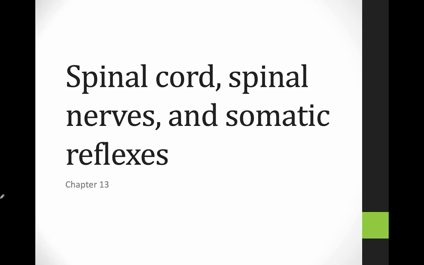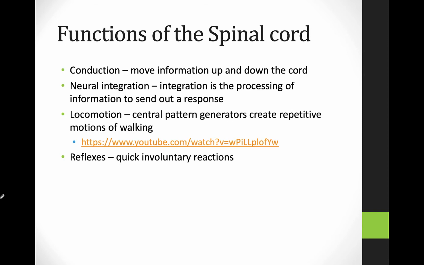So this first look at our central nervous system is going to look at the spinal cord. The spinal cord is going to function in conducting information up and down the body. So when we receive information from our hands and we want to move our arm in response, that information has to go all the way to the spinal cord at the level of the arm, all the way up to the brain, get integrated, and then come all the way back down to the arm to move a muscle.